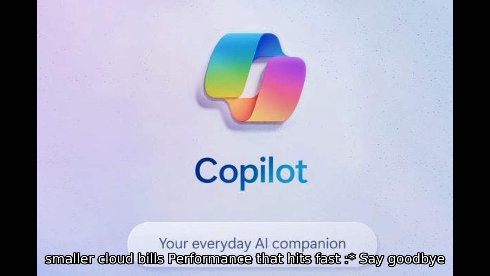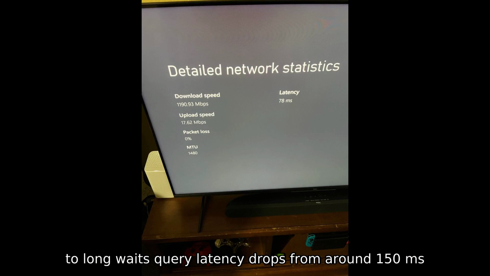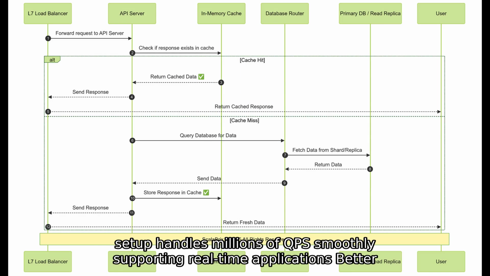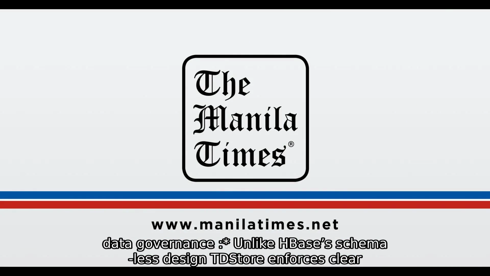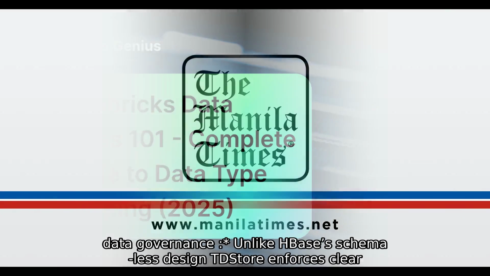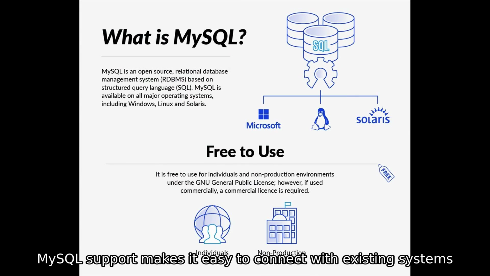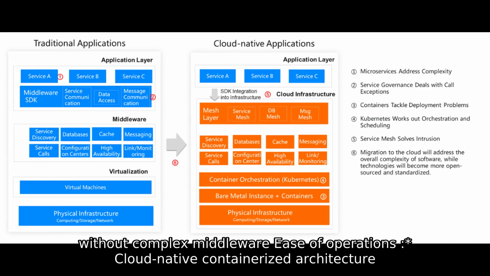Performance that hits fast. Say goodbye to long waits. Query latency drops from around 150 milliseconds to approximately 37 milliseconds, nearly a 75% improvement. Its multi-master setup handles millions of QPS smoothly, supporting real-time applications. Better data governance. Unlike HBase's schemaless design, TDStore enforces clear columns and data types, reducing errors and cleanup costs. Native MySQL support makes it easy to connect with existing systems without complex middleware.